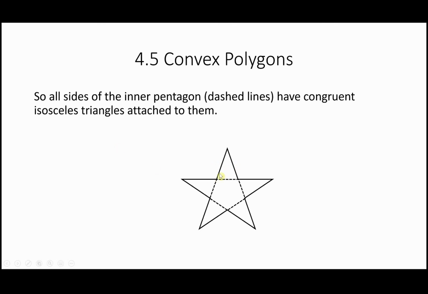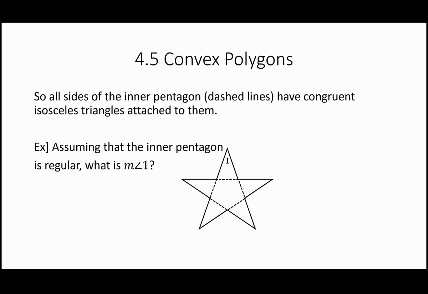We're also going to keep in mind the base angles are congruent to each other. I'm giving you a lot of hints that are going to help us through this next example. So taking this particular example pentagram, and we're assuming that the inner pentagon is regular, what is the measure of angle 1 going to be?